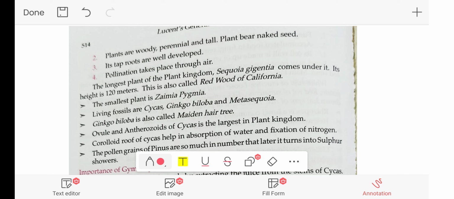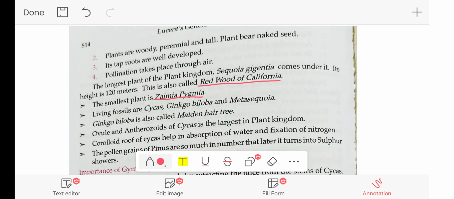The tallest plant of the plant kingdom, Sequoia gigantea, comes under it. Its height is 120 meters. This is also called redwood of California. The smallest plant is Zamia pygmaea.